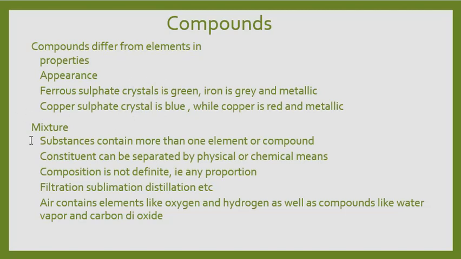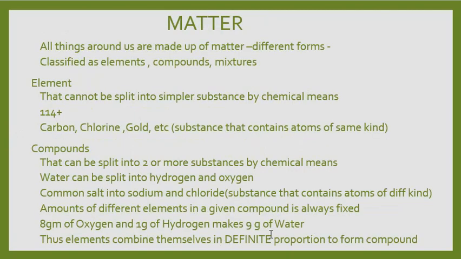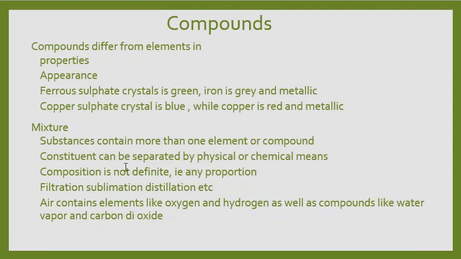What is a mixture? Substances that contain more than one element or compound, and the constituents can be separated by physical or chemical means. In a compound, only chemical means. A mixture can be separated by physical or chemical means. The composition of a mixture is not definite, it is any proportion, whereas in a compound the proportion is definite and the amount of an element is always fixed.